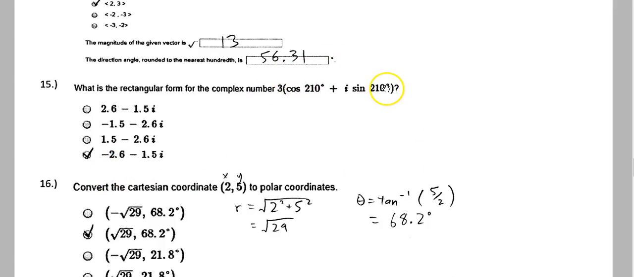And then 3 times sine of 210. Remember, we're not doing anything with the i, we're just going to have an i on that second part of the number. That's why these could not be added together. They were not like terms. So 3 times sine of 210, and it's going to be that number i.